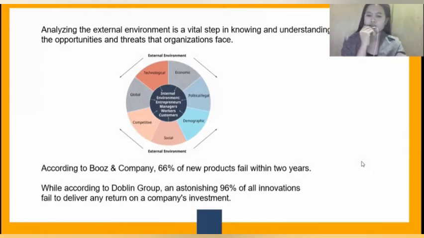According to Booz & Company, 66% of new products fail within 2 years, while according to Dublin Group, an astonishing 96% of all innovations fail to deliver any return on a company's investment. This is due to the several external factors affecting the firm, such as not keeping up with the speed of the trends and ending up with bad decision making. So we can see how external environmental factors deeply affect the whole operation of the firm. That is why managers are always asked to come up with the best strategy and decision for the firm.